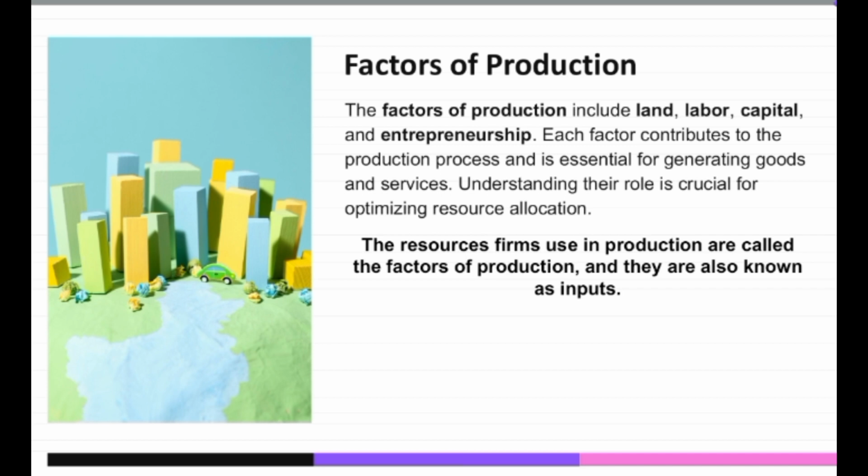Each factor contributes to the production process, and it's essential for generating goods and services. Understanding their role is crucial for optimizing resource allocation. So they all have a specific or different role in the production process. So analyzing their role is very important in the production process, so that they will be used efficiently and effectively to produce the final product or final service that is required by the market.